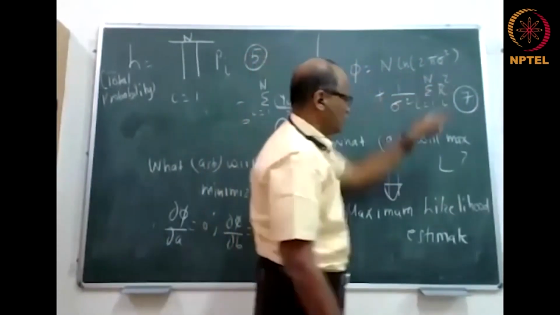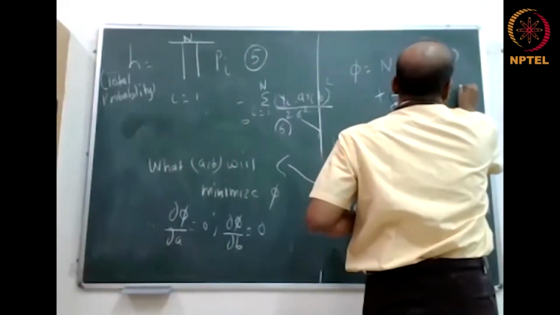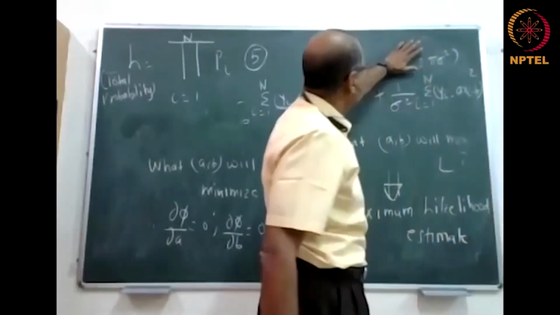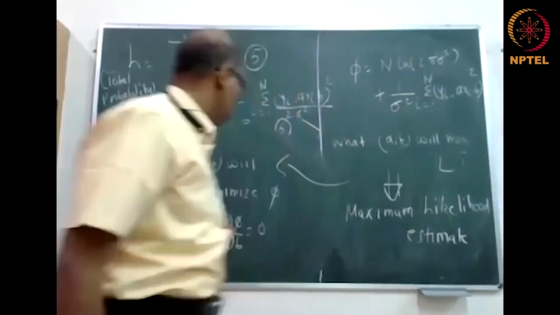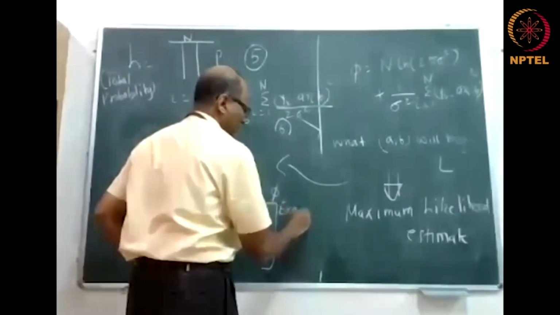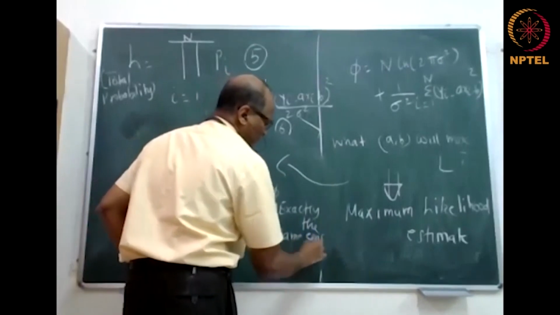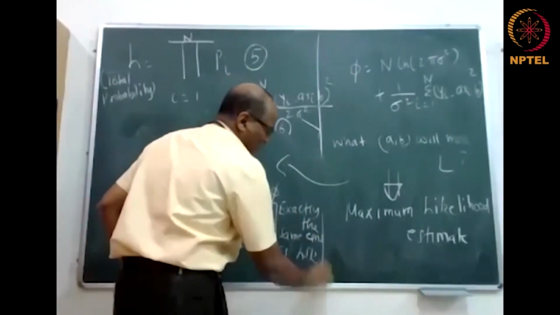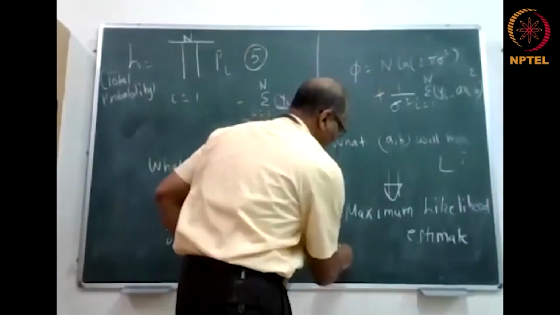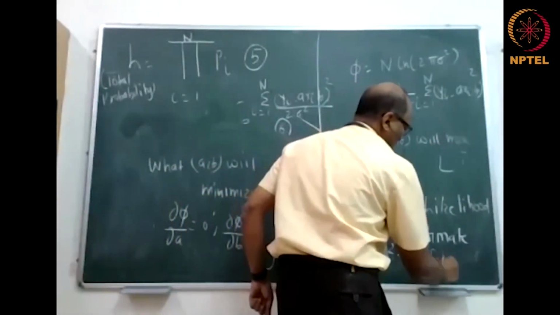Dou phi by dou A, please note that here it is there. This becomes 0. This sigma squared is a constant. So this gives exactly the same equations as the least square regression. This was something which Legendre found out. Minimize the sum of R squared. 1805.